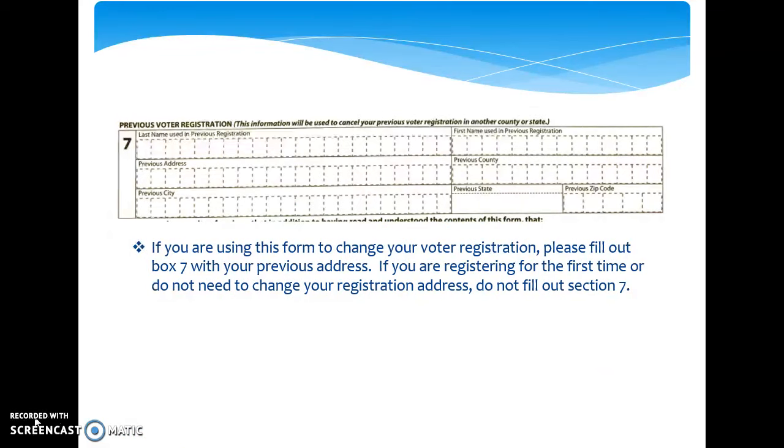In Section 7, you would use this form if you want to change your voter registration. So you would only fill out box 7 if you're using the form to change your voter registration. If you are registering for the first time or do not need to change your registration address, do not fill out Section 7.